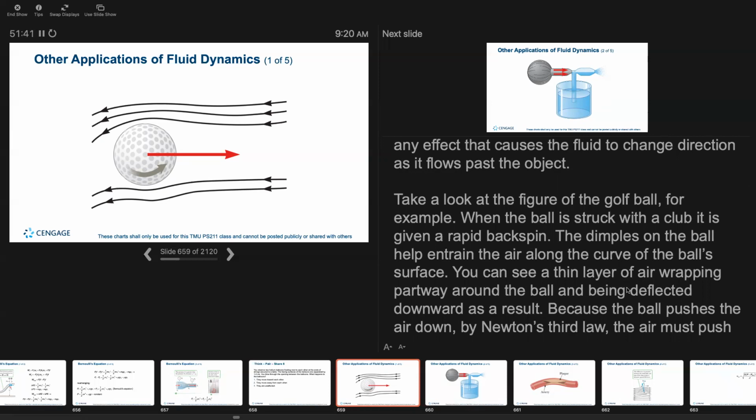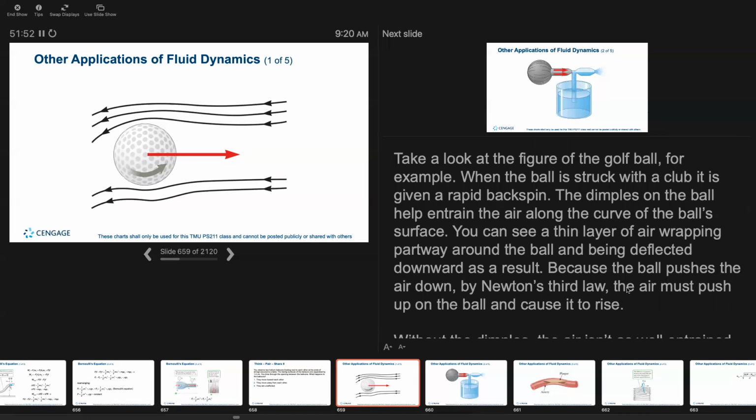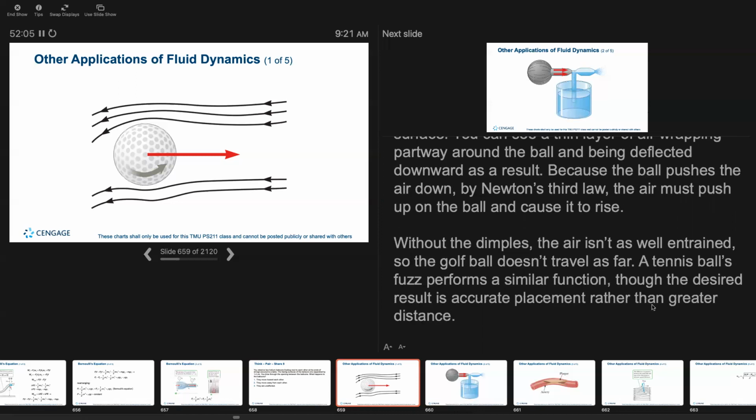When the ball is struck with a club, it is given a rapid backspin. The dimples on the ball help entrain the air along the curve of the ball's surface. You can see a thin layer of air wrapping partway around the ball and being deflected downward as a result. Because the ball pushes the air down, by Newton's third law, the air must push up on the ball and cause it to rise. Without the dimples, the air isn't as well entrained, so the golf ball doesn't travel as far. A tennis ball's fuzz performs a similar function, though the desired result is accurate placement rather than greater distance.